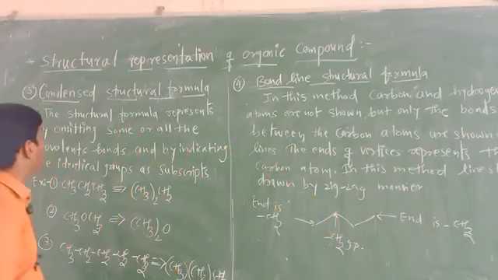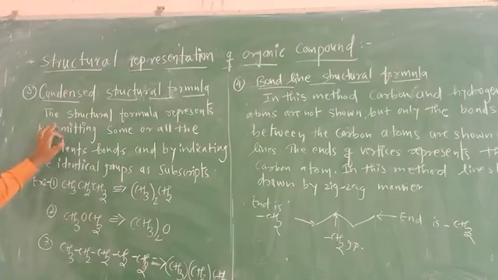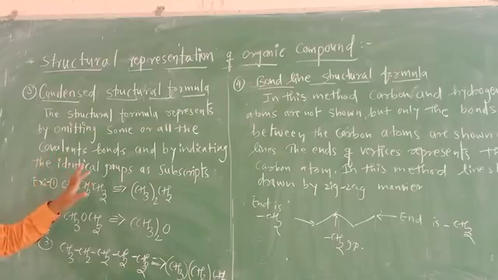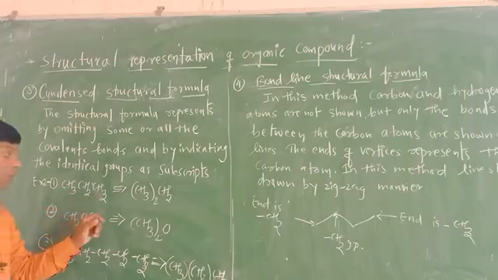So next we are going to discuss condensed structural formula. In this, the structural formula is represented by omitting some or all of the covalent bonds and by indicating the identical groups as subscript. Example, CH3, CH2, CH3.